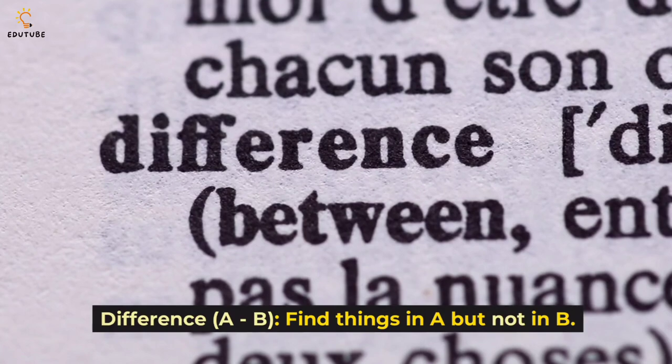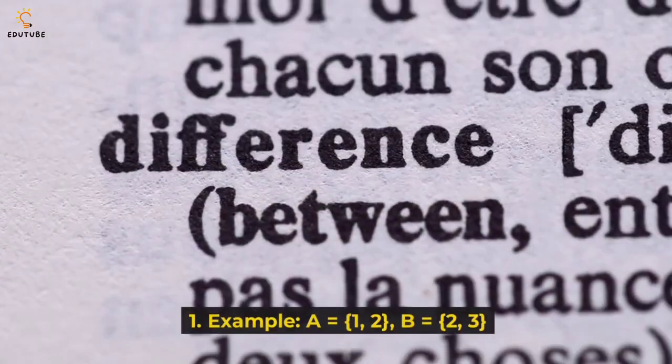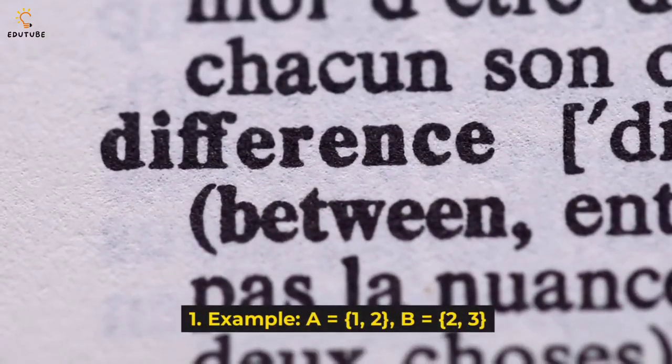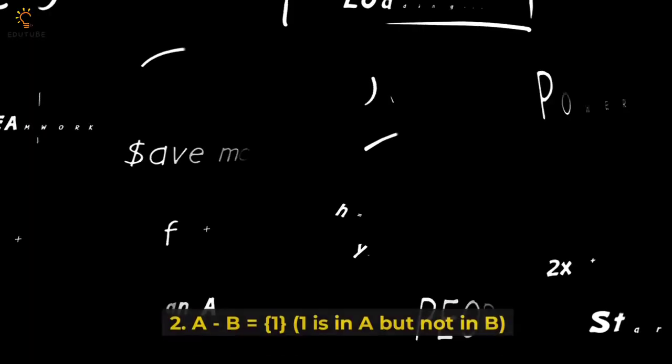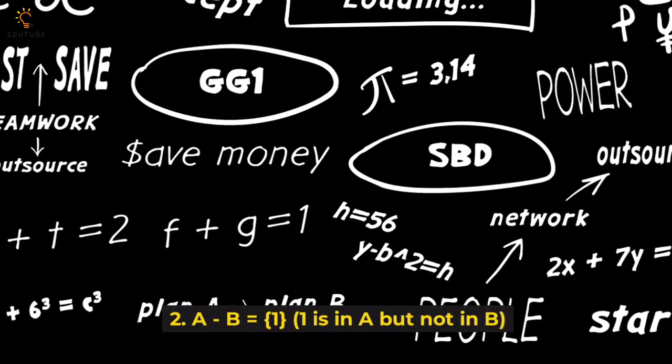Difference, A − B. Find things in A but not in B. Example: A = {1, 2}, B = {2, 3}. A − B = {1}. 1 is in A but not in B.